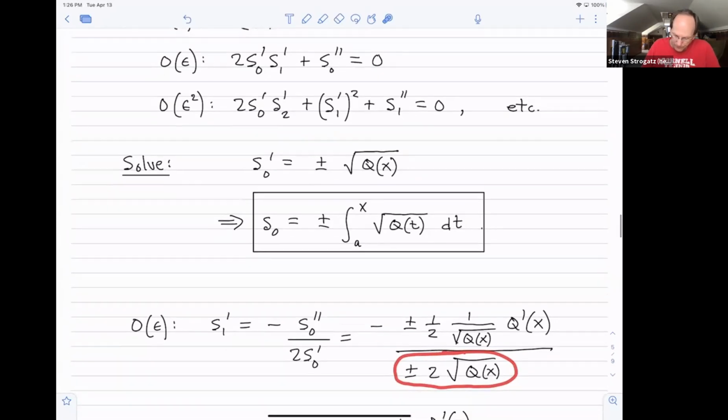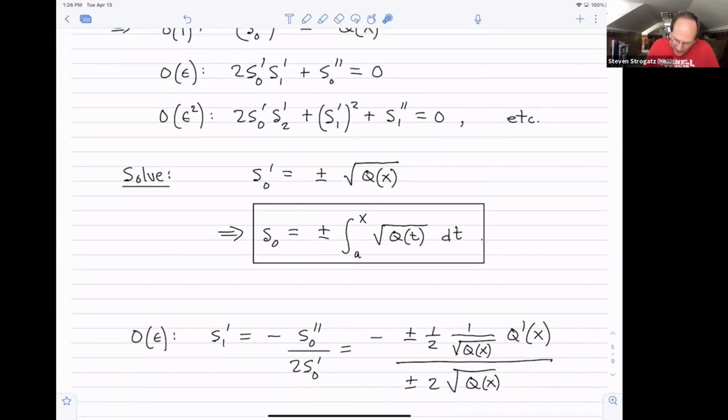And likewise, I can take the derivative of that to get S0 double prime. And I'm going to try to keep my plus and minuses all straight. So I've written plus or minus here. And then when I take the derivative of that, I get plus or minus, but now 1/2 a square root of q in the denominator times q prime from the chain rule. And remember, the whole expression has a negative sign out in front that comes from this negative sign.